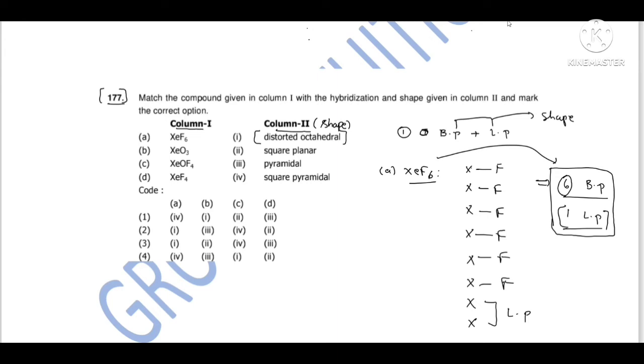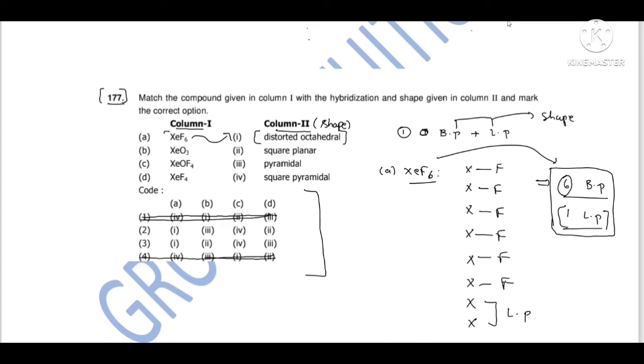So we conclude that A matches with 1. Now let us come to the given options. Here A matches with 1. Here A matches with 4. That's why option 1 is eliminated. In option 2, A matches with 1. In option 3 also A matches with 1. But in option 4, A matches with 4. That's why option 4 is also eliminated.